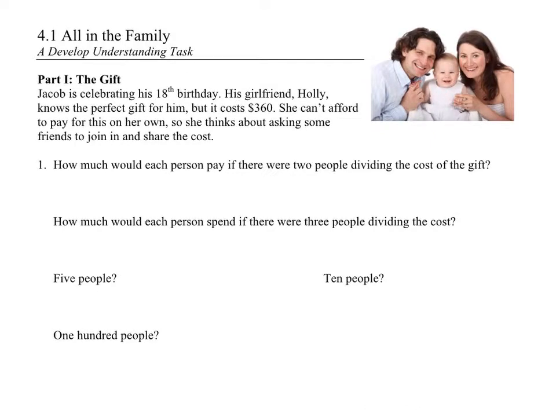The first part says Jacob is celebrating his 18th birthday. His girlfriend Holly knows the perfect gift for him, but it costs $360. She can't afford to pay for this on her own, so she thinks about asking some friends to join in and share the cost. So we want to know, how much is each person going to pay if we split it various ways. So if we have two people splitting the cost, we're going to take our $360, divide it by 2.